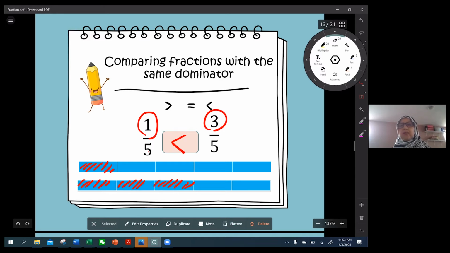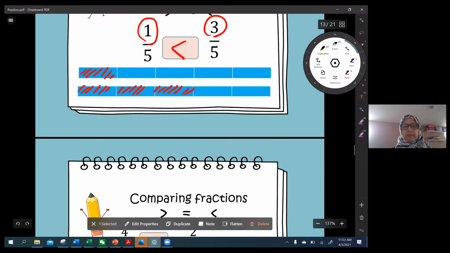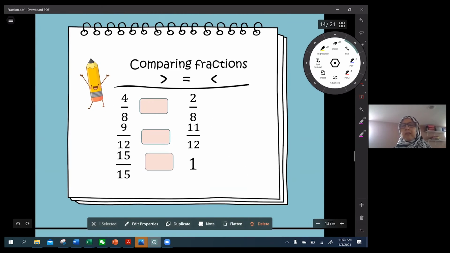Okay, let's do this practice. Now look at those 3 fractions, right? Greater than, equal, or less. 4 out of 8 is bigger than 2 out of 8. 9 out of 12 is smaller than 11 out of 12. 15 out of 15 is equal to 1. Okay, equals. All right, very good.